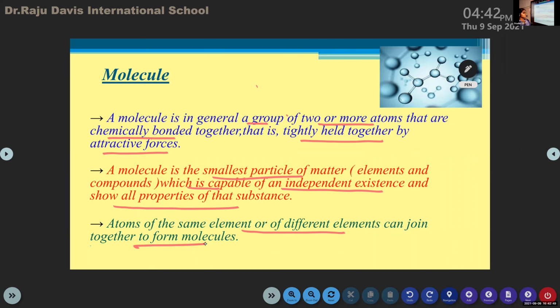Nivedya, can you repeat the points once again? A molecule is in general a group of two or more atoms that are chemically bonded together, that is, tightly held together by attractive forces. A molecule is the smallest particle of matter, elements and compounds, which is capable of an independent existence and shows all properties of that substance. Atoms of the same element or of different elements can join together to form molecules. Okay. So have you completed, children? Yes, ma'am. Any doubt, children?